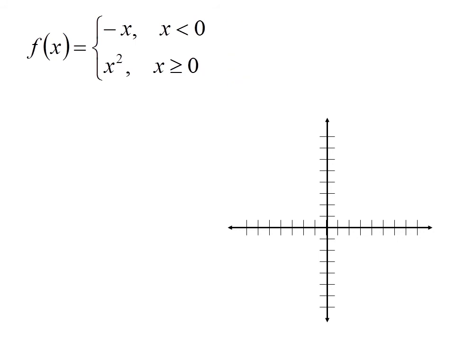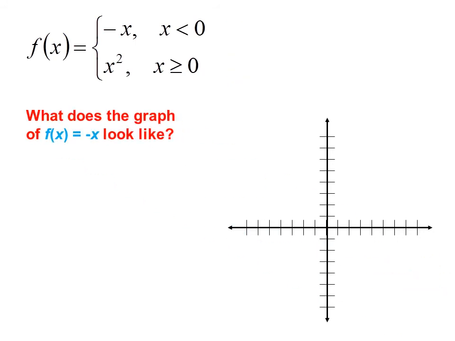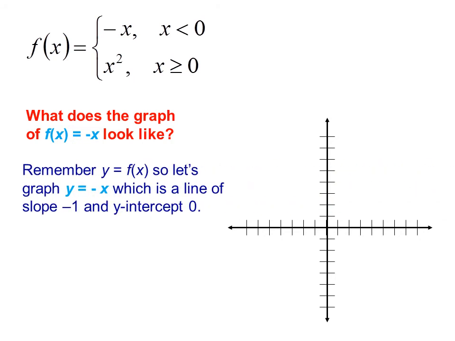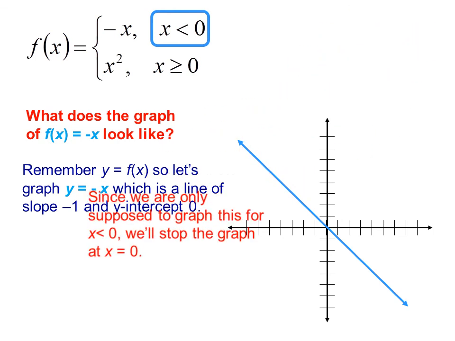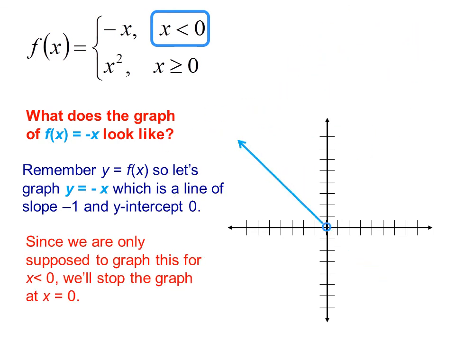Let's take a look at our first function, which is f of x equals -x. Now what does this look like? In chapter 2, you remember graphing these lines. In fact, this is going to be a diagonal line with a slope of -1, and it actually goes through the origin. So what it looks like is this. But since we're going to only worry about values less than 0, again less than using an open circle, it's going to stop right at the origin. So it's going to look like this.